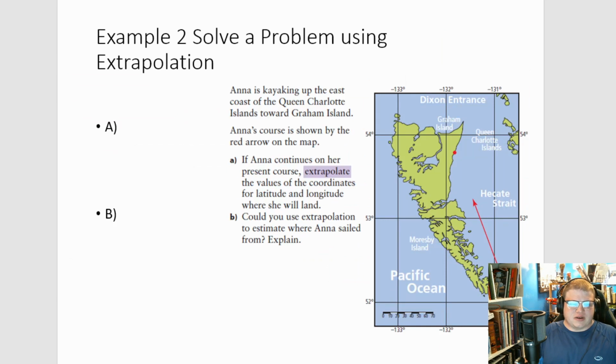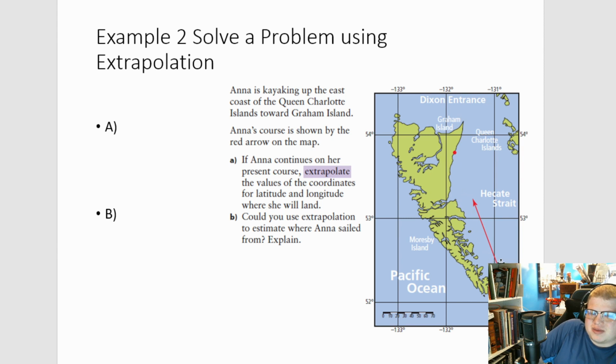Now, for the next one, we're going to talk about extrapolation. So, extrapolation is just predicting ahead of time. So in this one, we can see Anna's kayaking east near Queen Charlotte Islands. They're also called Haida Gwaii now, towards Graham Island. And you can see her course is drawn by the map here. There's a little arrow here.